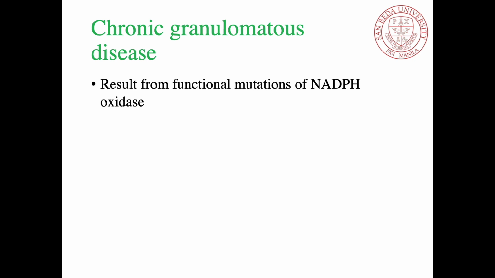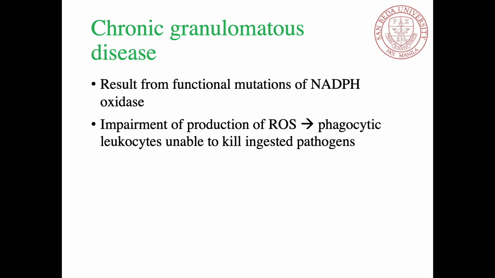Now, when you have mutations that result in impaired function or absence of NADPH oxidase, chronic granulomatous disease develops. So what happens here is that there is impairment in the production of reactive oxygen species. Because of this, phagocytic leukocytes are now unable to mount a respiratory burst to kill ingested pathogens. Chronic granulomatous disease is a relatively uncommon clinical entity, but individuals who have it commonly present with recurrent infections.